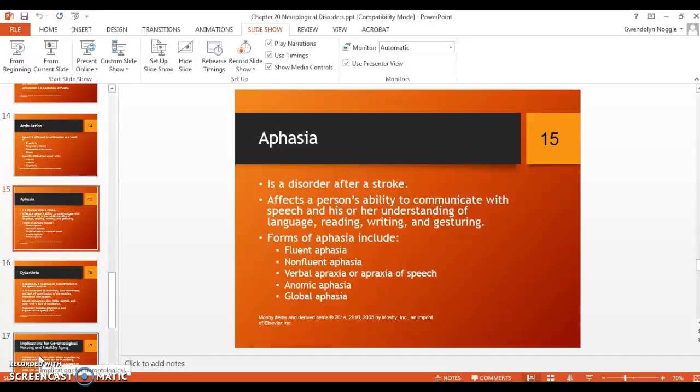So aphasia, this is a disorder after a stroke. This affects the person's ability to communicate with speech and his or her understanding of language, reading, writing, and gesturing. Forms of aphasia include fluent aphasia, non-fluent aphasia, verbal apraxia or apraxia of speech, anomic aphasia, and global aphasia.